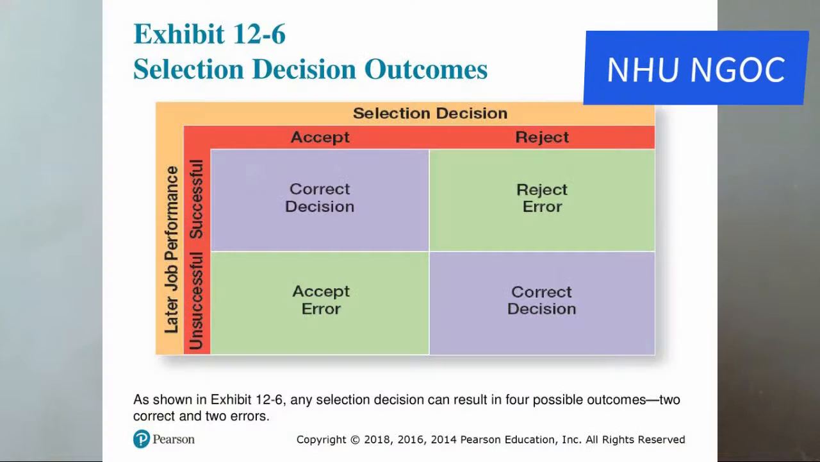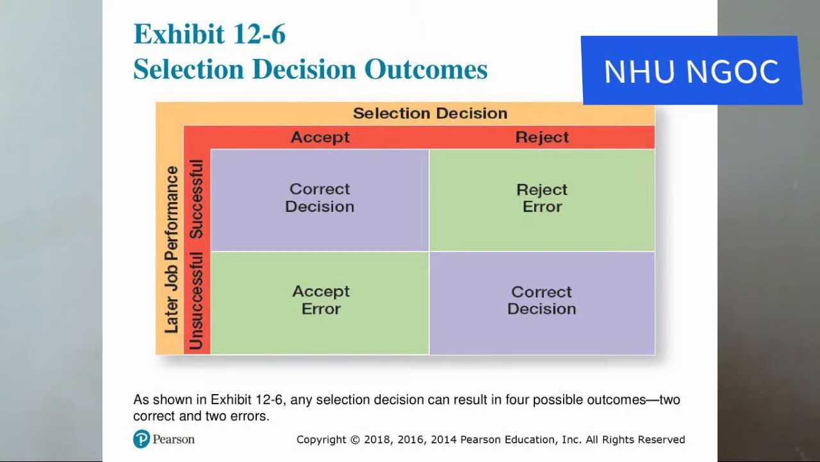As shown in Exhibit 12.6, any selection decision can result in four possible outcomes: two correct and two errors. Realistic job preview: a review of the job that provides both positive and negative information about the job and the company. Orientation: introducing a new employee to his or her job and the organization.